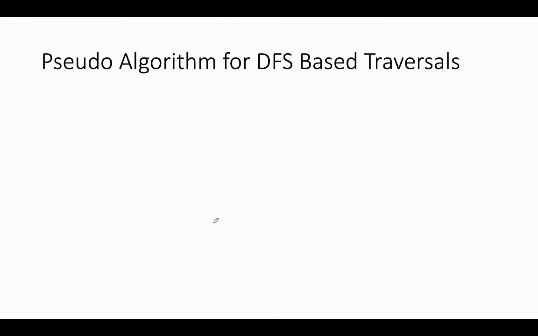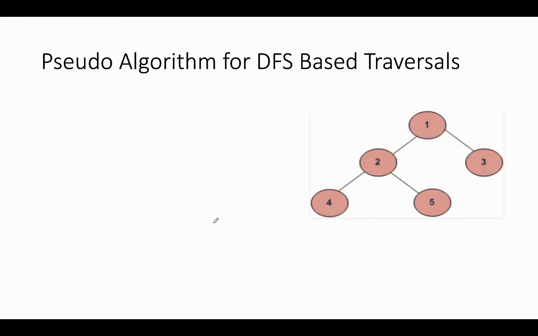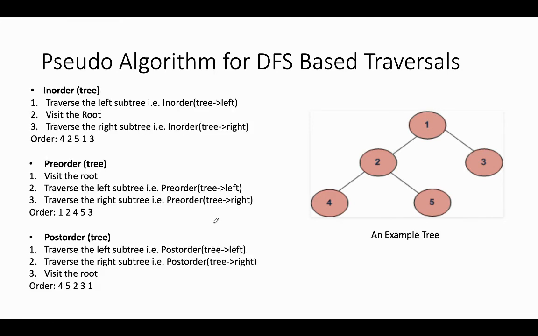Now, DFS-based traversals are more useful and more practical for trees. We see there are three kinds of DFS-based traversals: the in-order traversal, the pre-order traversal, and the post-order traversal. In in-order traversal, we traverse the left subtree first. Once we have finished traversing the left subtree, we visit the root, and then we visit the right subtree.